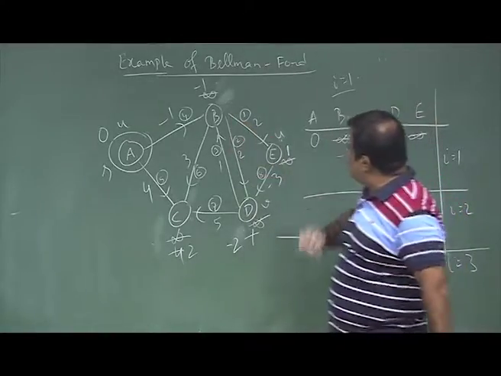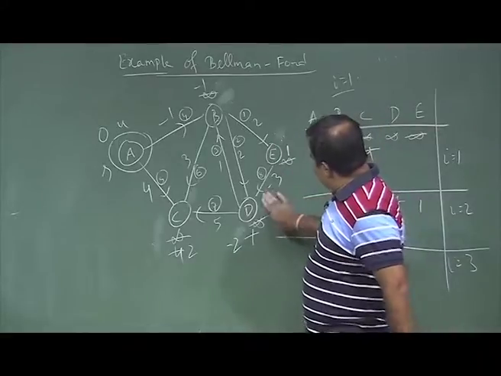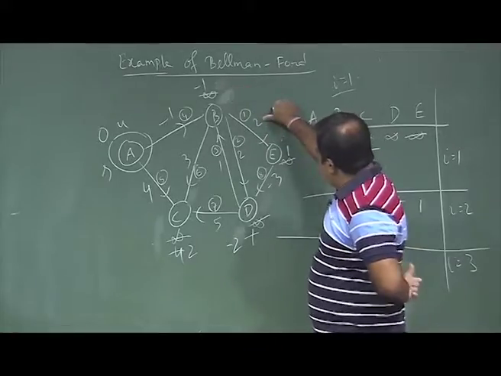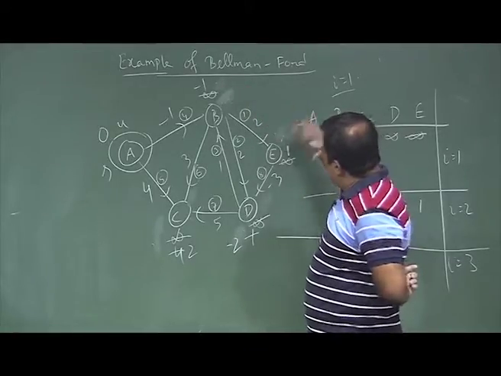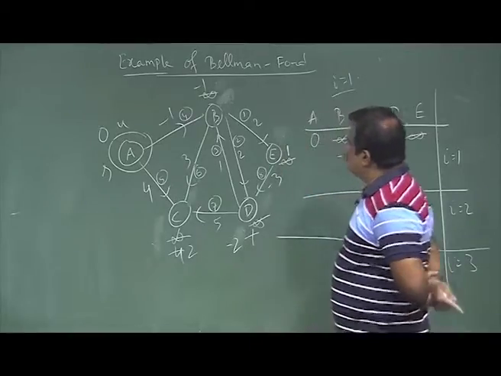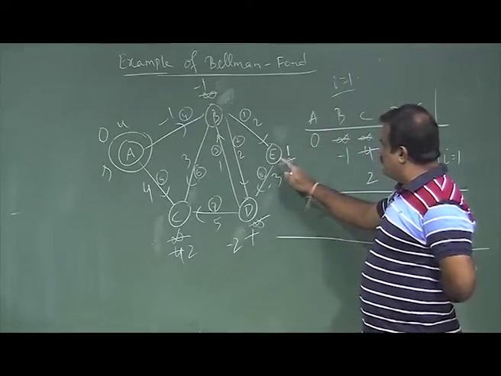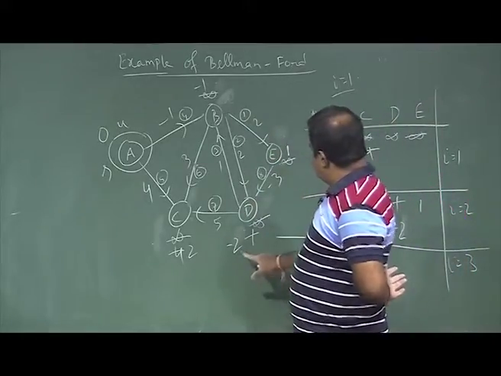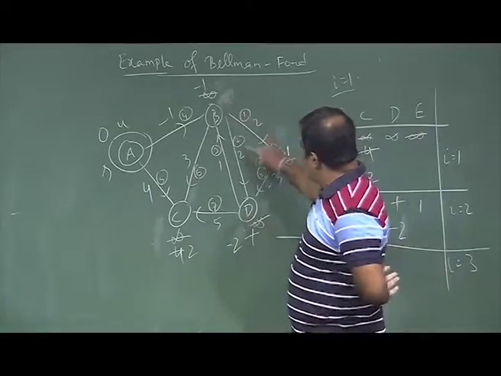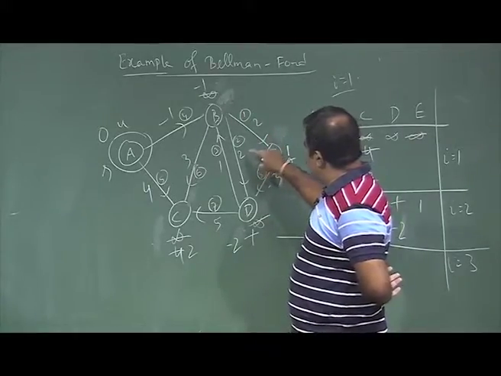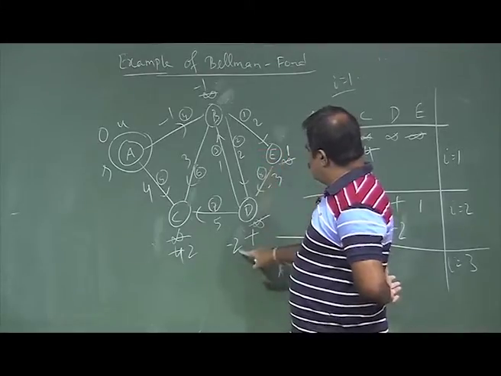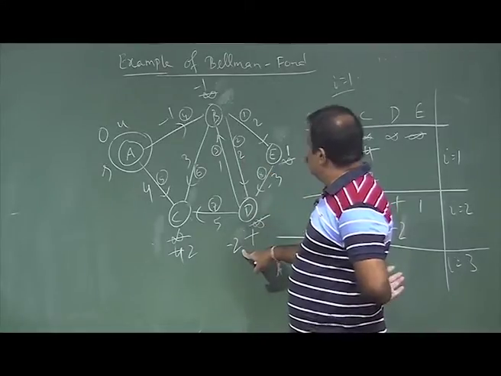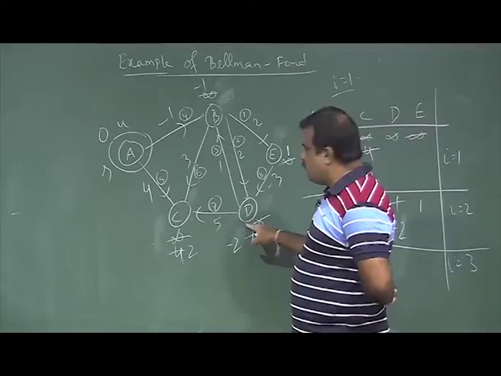So we start with edge number 1. This is u, this is v. This is minus 1, this is 2, so this is plus 1. No change, same. So no further relaxation is needed for this vertex v. Now edge number 2, this is u, this is v. This is minus 1 and plus 2, so this is plus 1. This vertex already has minus 1, so plus 1 is not better than minus 1. So no relaxation is required for this vertex.